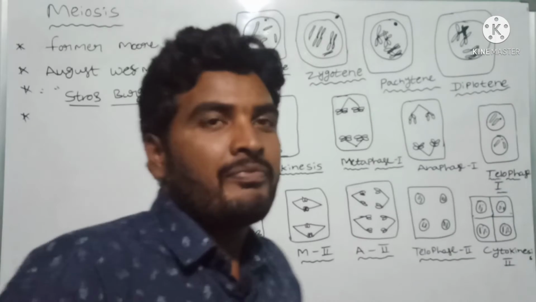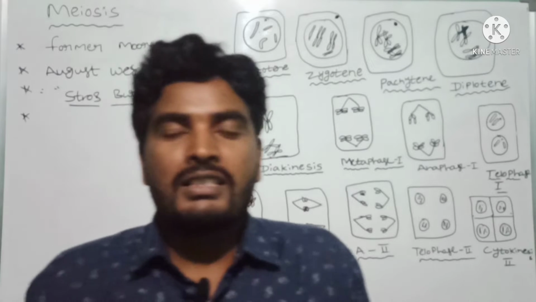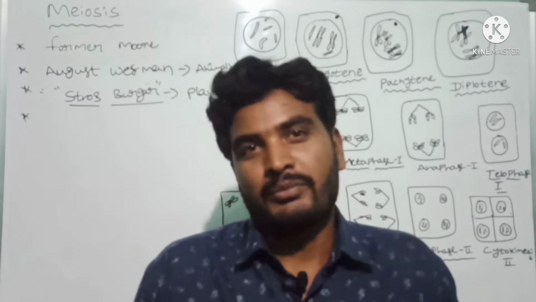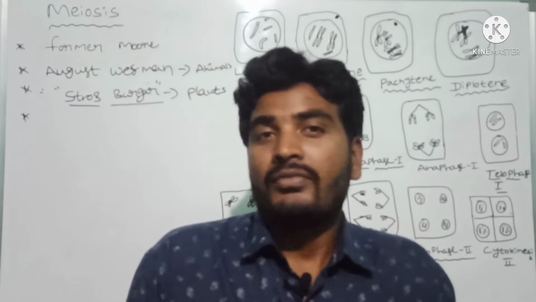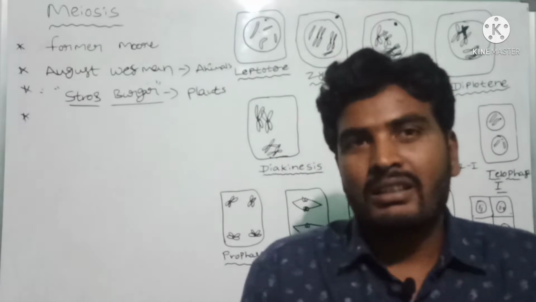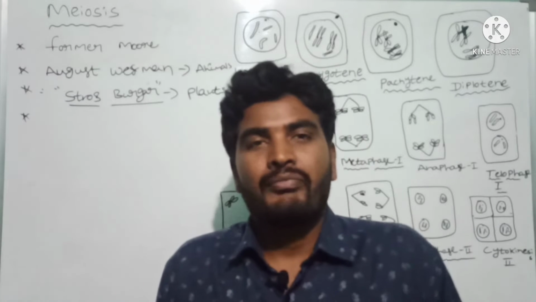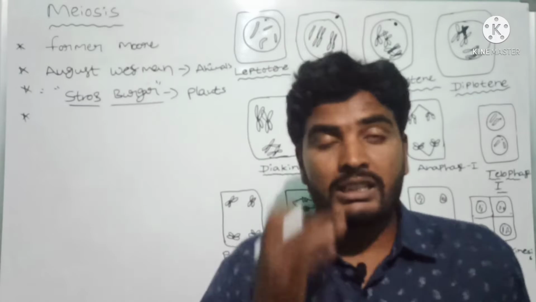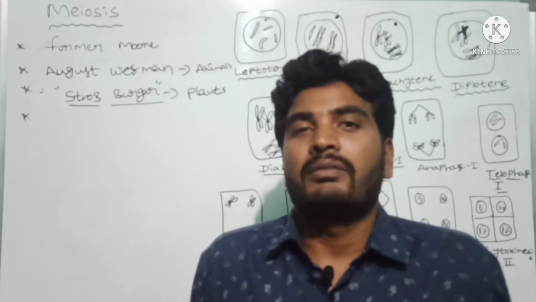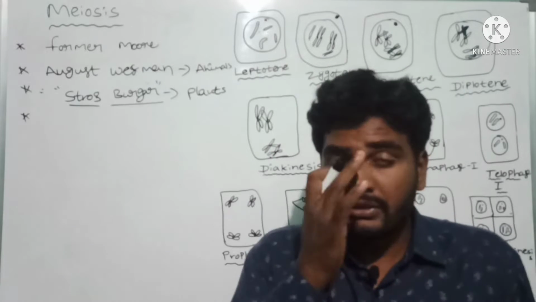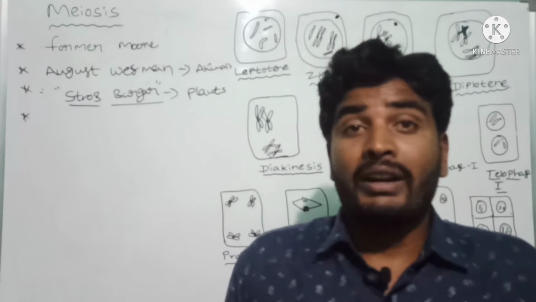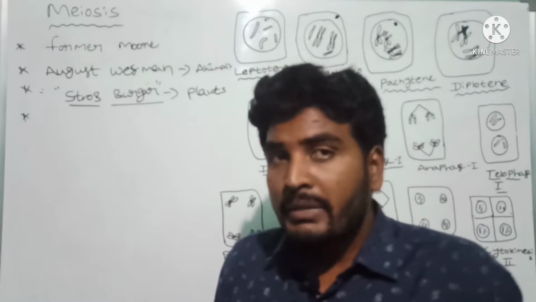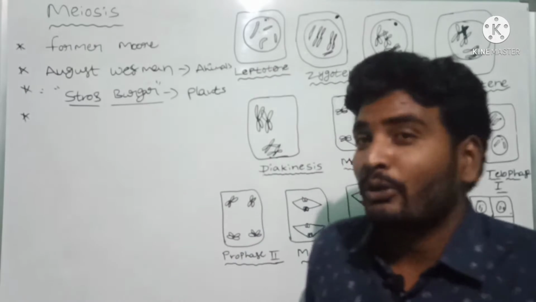Meiosis occurs in all sexually reproducing organisms. Meiosis means reduction division. What is a reduction division? During this reduction, fertilization can restore the chromosome number. How is it restored?